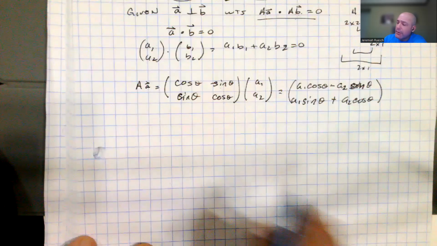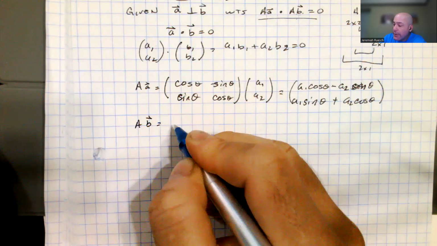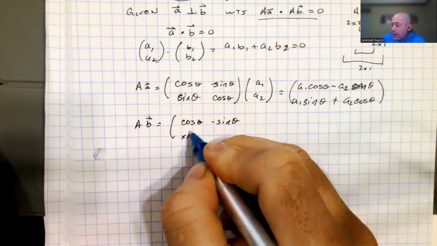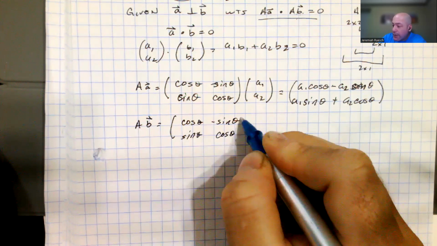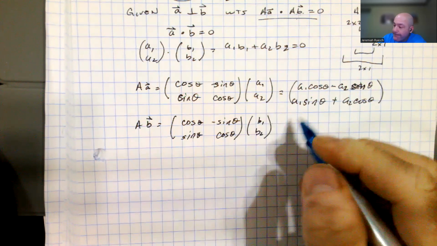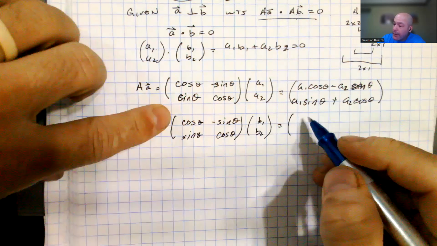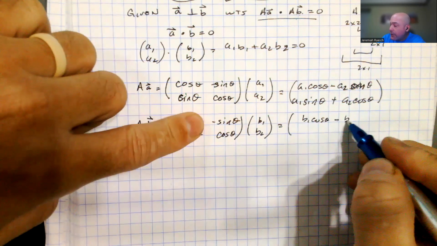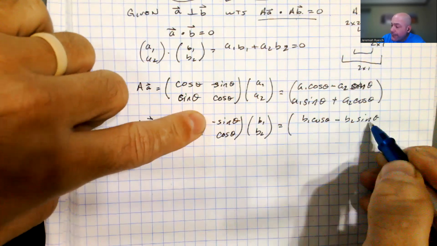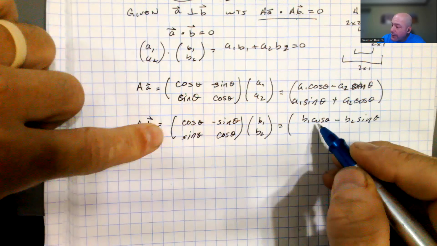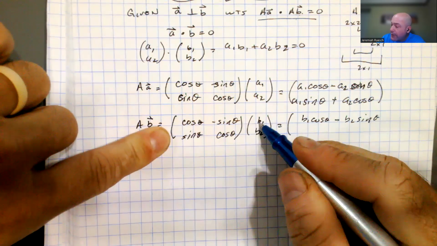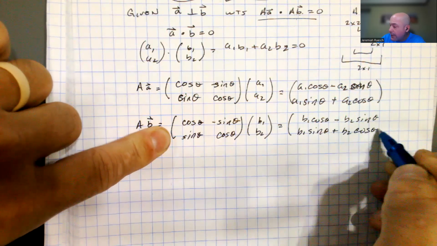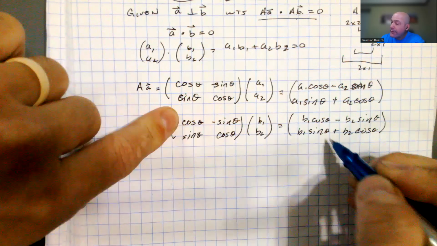Then likewise, I'm going to compute A times B and see what I have there. So this is cosine theta, minus sine theta, sine theta, cosine theta, multiplied by B1, B2. In doing so, I get B1 cosine theta minus B2 sine theta, coming from the top row. And then here I have B1 times sine theta plus B2 times cosine theta.